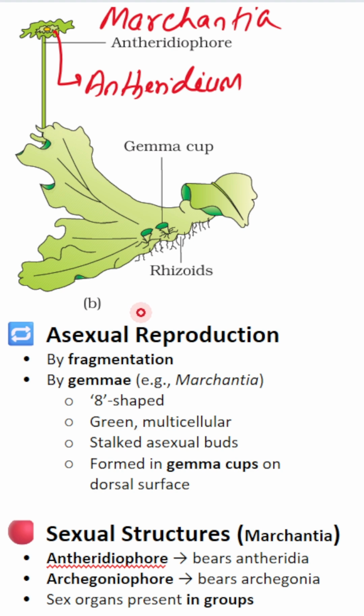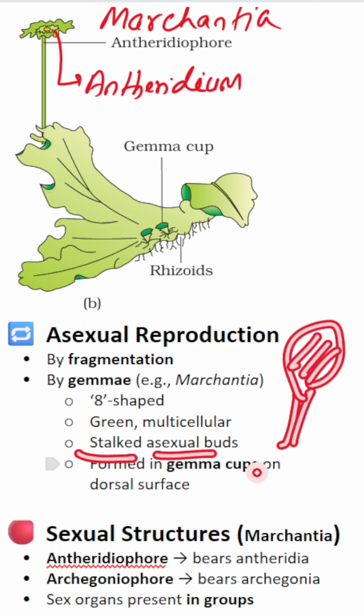Now let's move into its mode of reproduction. It undergoes asexual reproduction by fragmentation, and in Marchantia we find a special cup-like structure that is called the gemma cup. These gemma cups are normally eight shaped, very green in color, and multicellular. And these gemma cups are stalked and asexual. They are stalked and they look like this. This is the gemma cup structure.